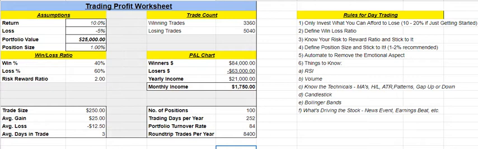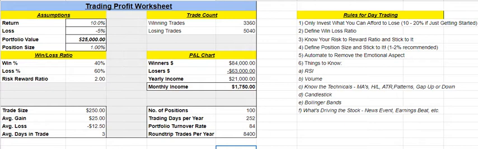So in this example, the number of positions you would have, if you have a 1% position size, you're going to have 100 positions at any given time, right? Because 100 times 1% is 100%. So that's your total portfolio. Now the number of trading days would be 252.